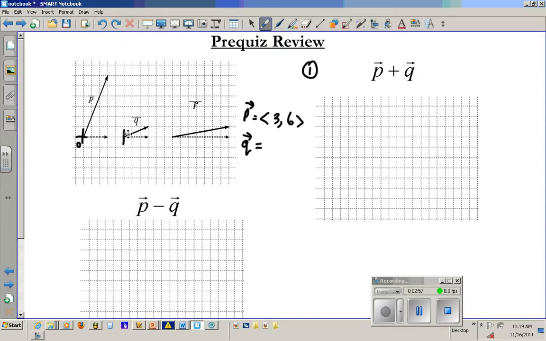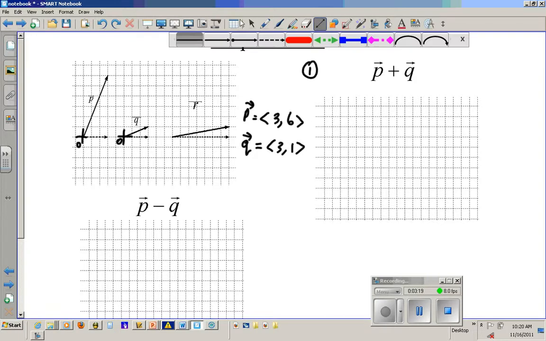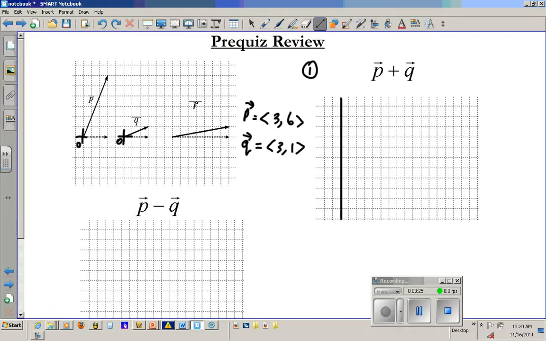Since we're adding it to Q, let's figure out what vector Q is. This is the tail of Q right here. Put your coordinate system 0. So starting from there, you're going to go 1, 2, 3, 3 to the right, and 1 unit up. All right? So we're going to use the parallelogram rule to figure out what P plus Q is. Since both of them are in the first quadrant, we're going to make our first quadrant pretty big so it can fit in there, right? So put our y-axis to the left and bring our x-axis really low so that it fits, okay?